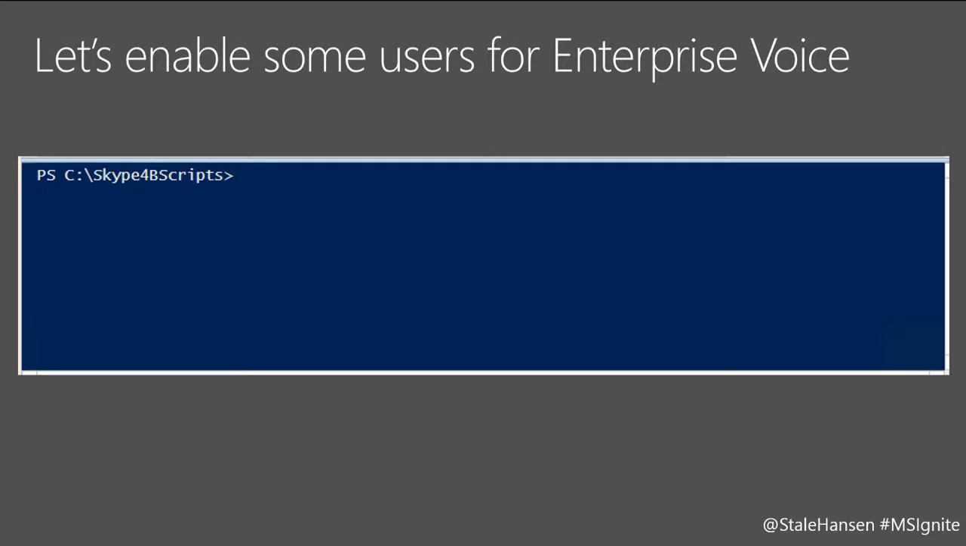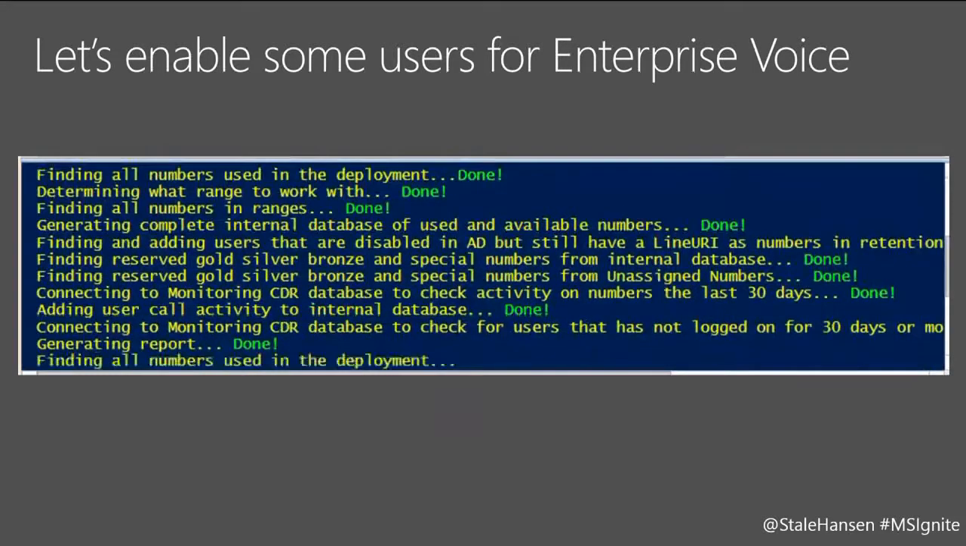In this case, we have 4 users that are not enabled for enterprise voice. They're not enabled for a line URI. And here you see we are running the script for those users using the commandlet I showed you previously.